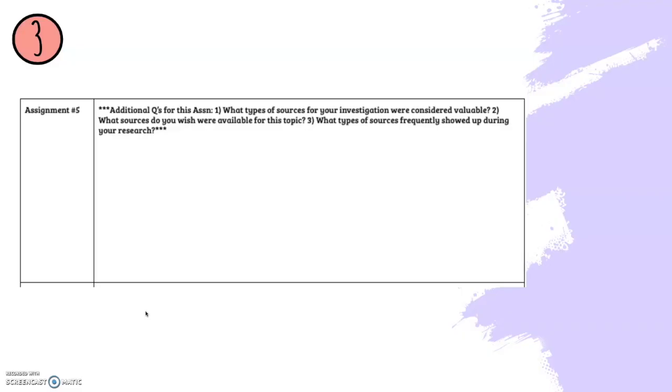Then you're going to fill out your reflection journal, making sure to be specific to the historical topic that you are looking at. If you have questions, send me a message on Remind.